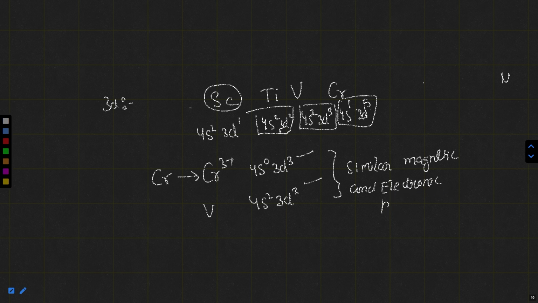Is it clear? So this was the point I was trying to make. Since these two are in the same horizontal group, we are seeing this similarity more pronounced than the vertical one. Suppose we take Cr and Mo. These two will also have the same number of d electrons, but the horizontal one will show the more pronounced effect. Clear?